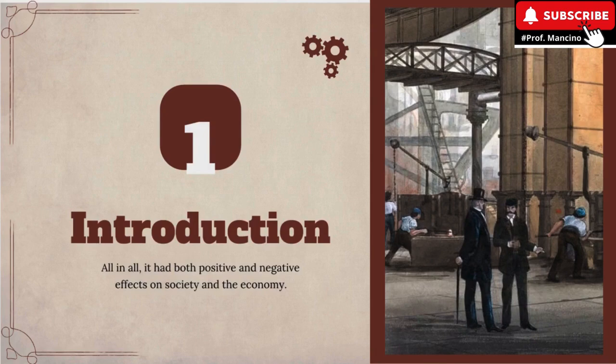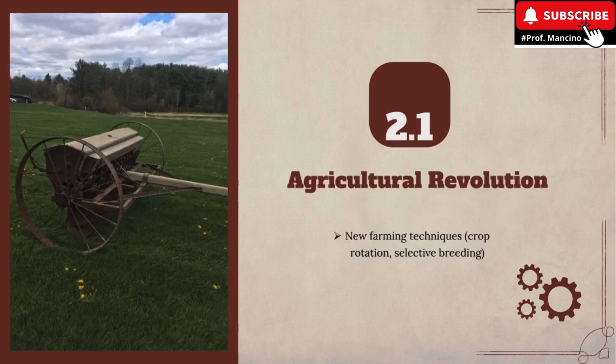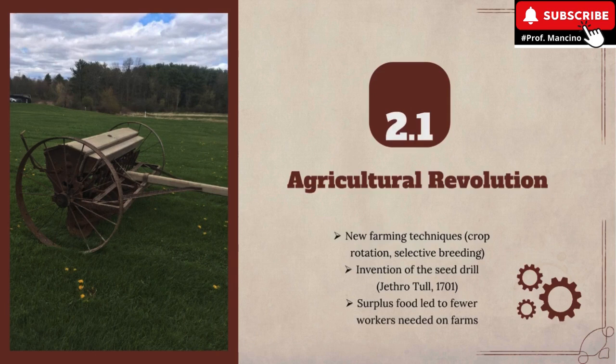But let's look at the causes. There are several factors that led to the Industrial Revolution. Let's consider the most important. 1. An agricultural revolution, prompted by new farming techniques, such as crop rotation and selective breeding of animals. Moreover, new machines like the seed drill enhanced soil fertility and crop yield. As a consequence, fewer workers were needed in agriculture.